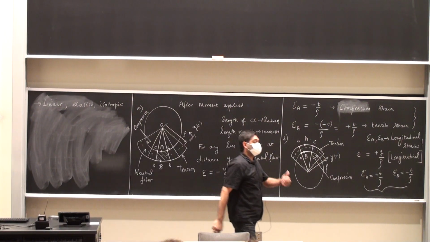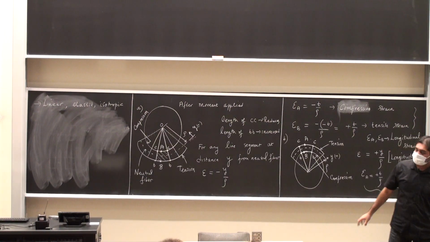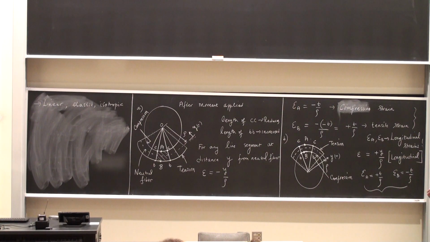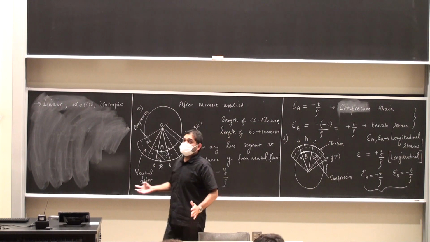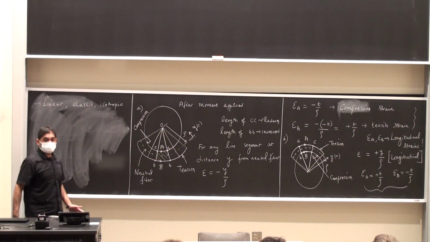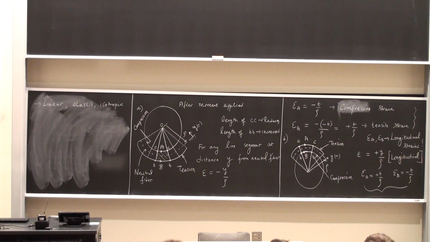Linear means strains and stresses are linearly related. Elastic meaning that I am still sitting in the elastic regime of deformation. Isotropic meaning that the material properties do not change with directionality. If that is the case, my stresses and strains are related.